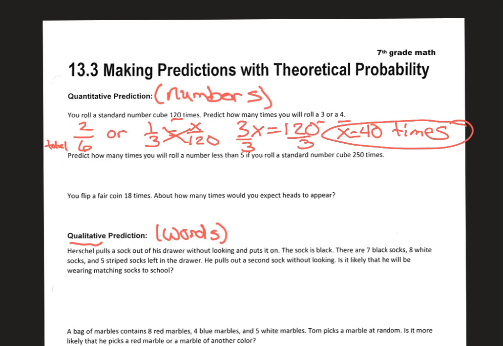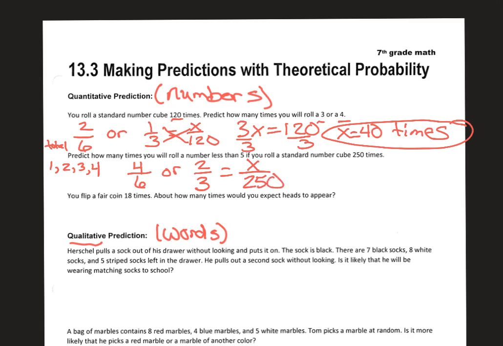Okay, we're going to predict how many times you will roll a number less than 5 if you roll a standard number cube 250 times. So again, the probability of rolling a number less than 5, well, we'd have 1, 2, 3, or 4. So there are 4 favorable outcomes out of a total of 6. Again, we can simplify that by dividing by 2 to 2/3. Now we can set up a proportion. We want to know how many times, again, out of the total of 250.